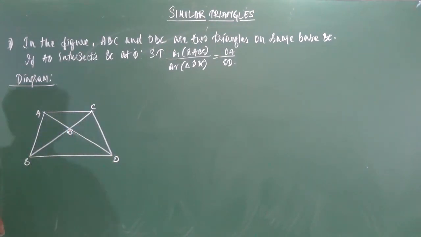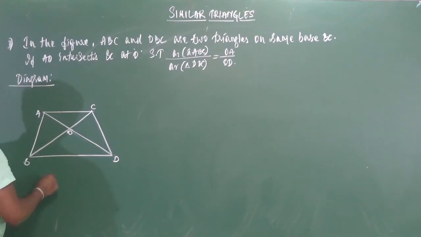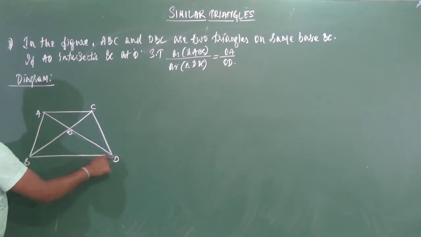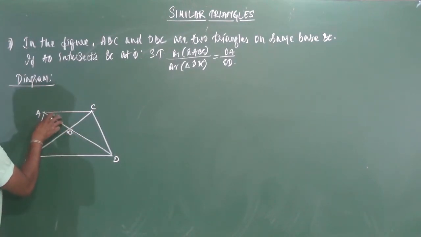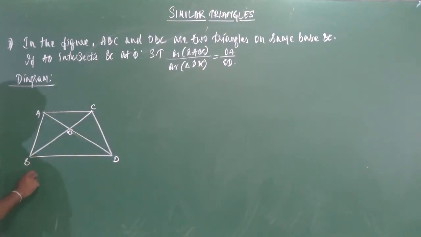So you have to show that area of triangle ABC by area of triangle DBC is equal to OA by OD. The ratio between these two triangles' areas is equal to the ratio between OA and OD. So that is what we have to show here. So we'll get into the data.